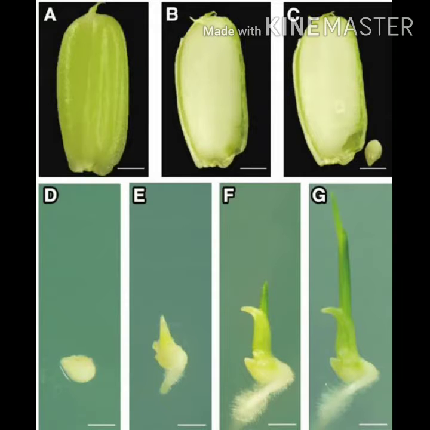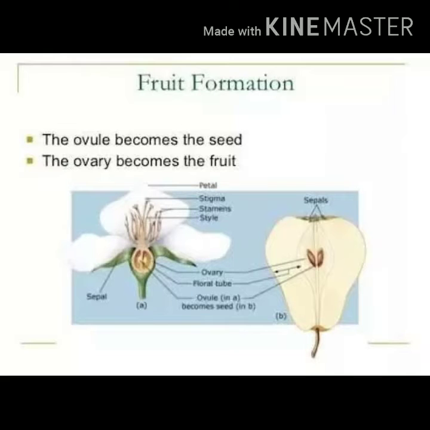With the zygote, your ovule and ovary also develop. Here you can see after fertilization, the ovule develops. The ovule is the innermost part of the fruit, and the ovule develops into the seed. So the ovule becomes the seed, and the outermost part is the ovary. The ovary develops into the fruit which protects the seed.